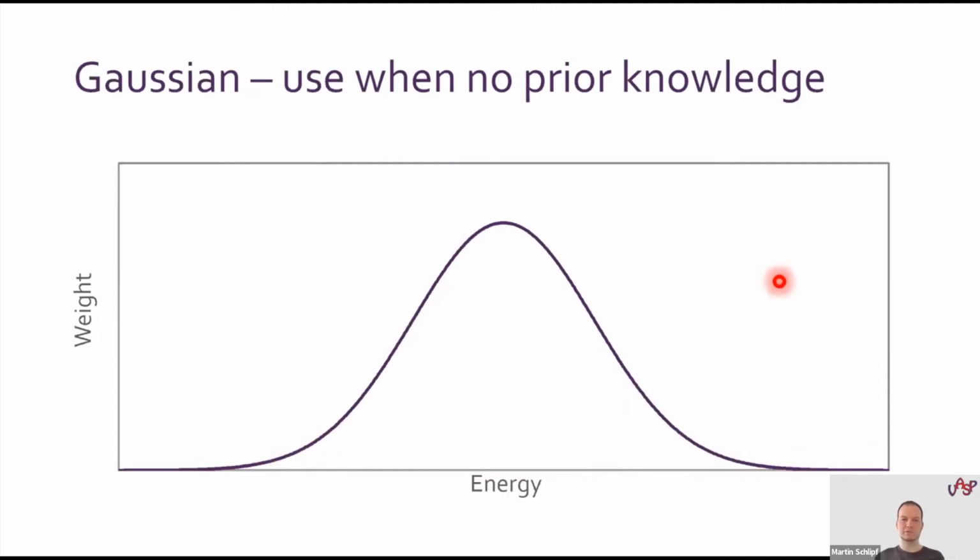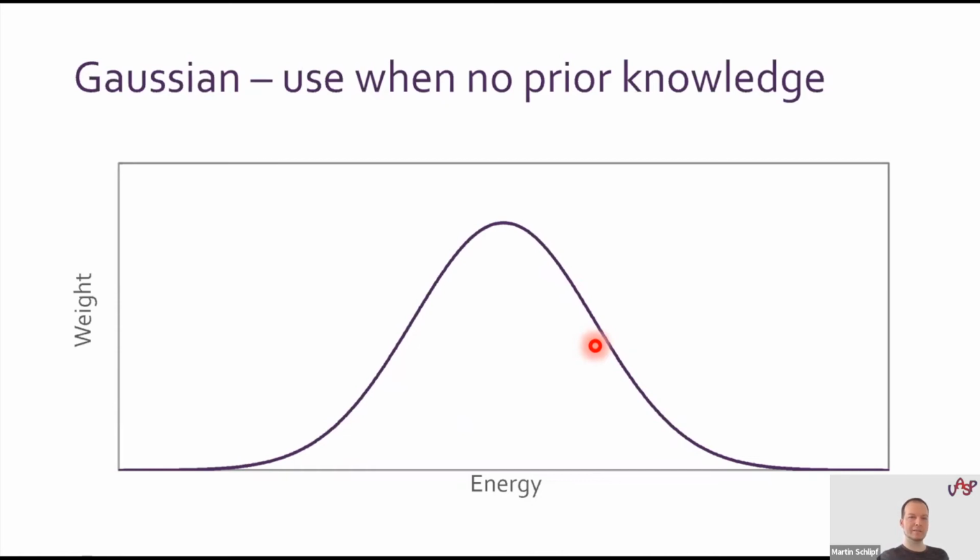The advantage of the Gaussian is that it's a very robust choice, and this is what we recommend to use if you have no prior knowledge about your system. One disadvantage is that the width of this Gaussian still plays a role. So you need to converge this width to small enough so that it doesn't affect the resulting energy that you obtain.